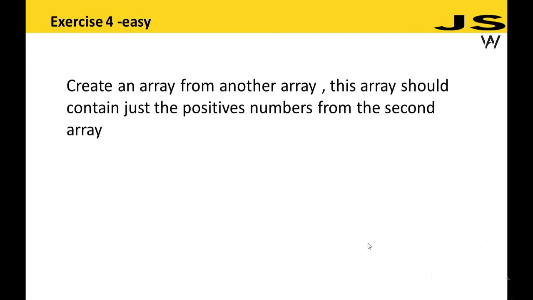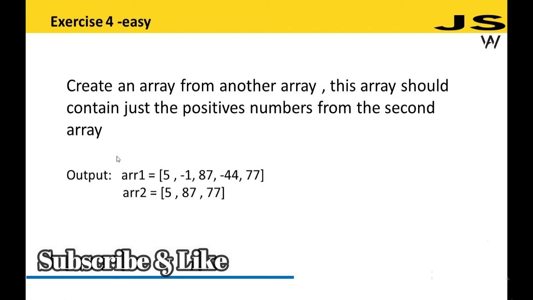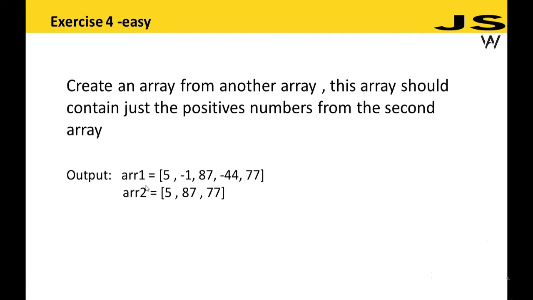Create an array from another array. The first array should contain just the positive numbers from the second array. Okay, so we will see how the output should look. So we have our first array, for example, 5, minus 1, 87, minus 44, 77. Okay, so this also contains the negative numbers, but the array 2 contains just the positives, so it contains 5, 87, and 77.